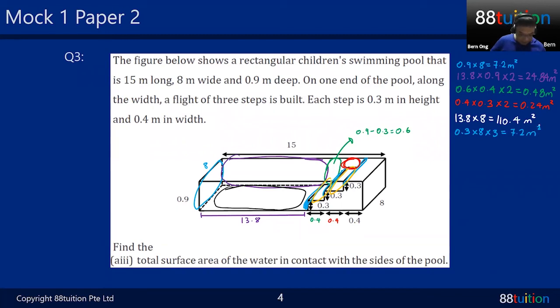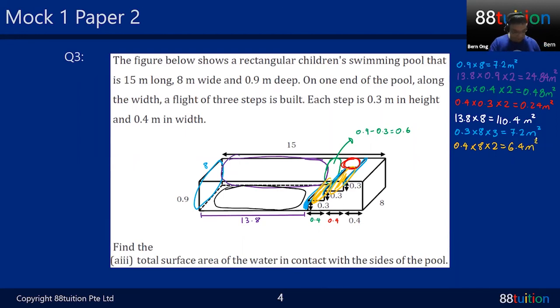And now the place that you can step on when you're on the step, this portion here. There are two of it. So we have the width 0.4 times 8, and there are two of it. Oh my goodness. I hope that I can get the right answer. 0.4 times 8 times 2 is equal to 6.4. All right, seems like I covered everything already.